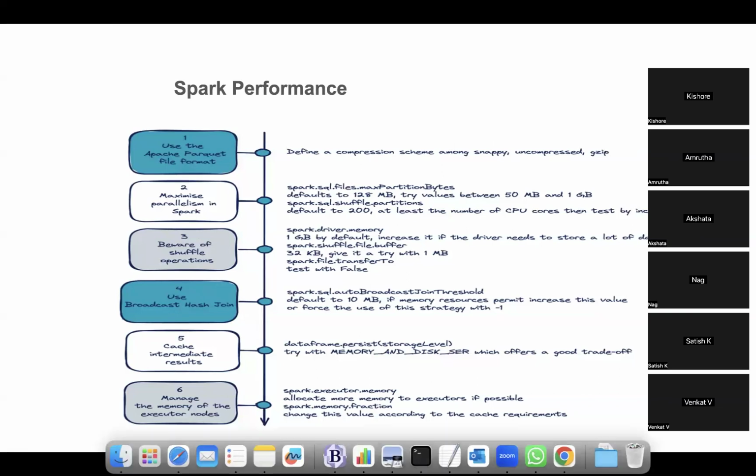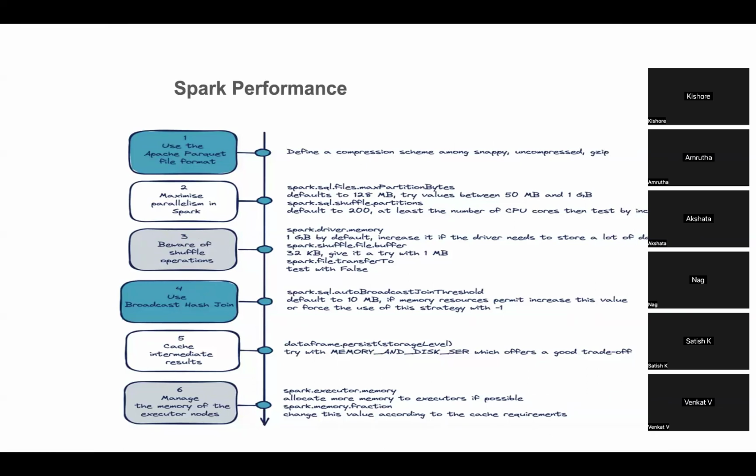Number 2, maximize parallelism in Spark. This is what we were talking about when we said partitions, right? See here, it says maximum partition bytes defaults to 128 MB. Try values between 50 MB and 1 GB. And then shuffle partitions defaults to 200, at least the number of CPU cores.